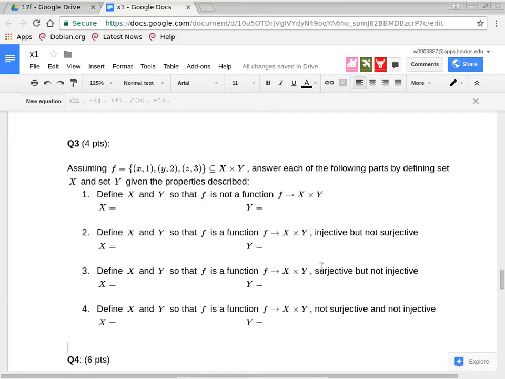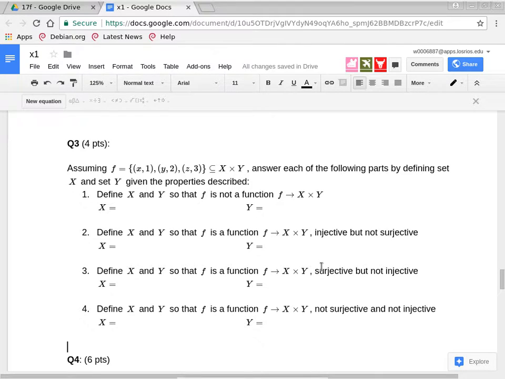Wait, you said X can have additional elements, but that wouldn't be a function. I didn't say it's a function. At this point, it is only a set of 3 tuples. That's true. Okay. Right. All right.